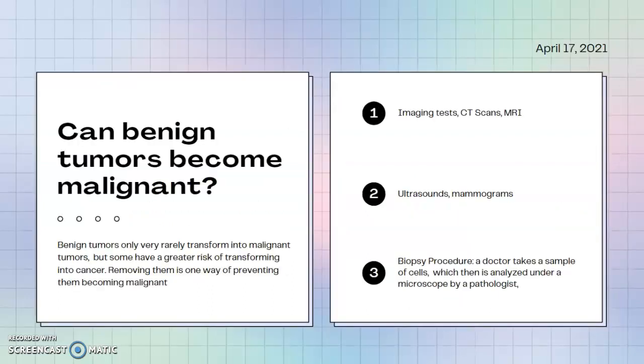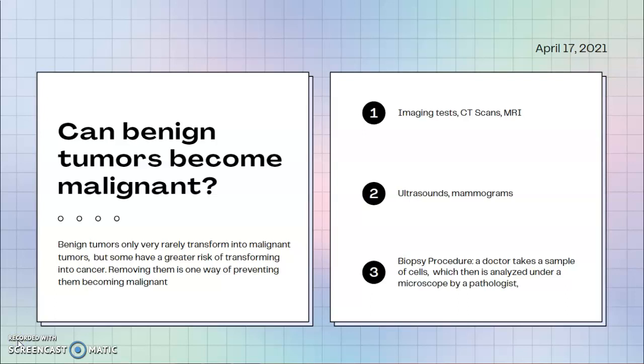While they are distinguishable in different things, benign and malignant tumors do have an area where they overlap. Benign tumors only very rarely transform into malignant tumors, but some do have a greater risk of transforming into cancer. Removing them is often the only way to prevent them from becoming malignant, which brings us to our last ending point.